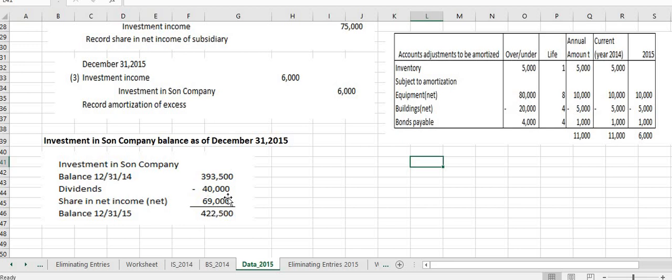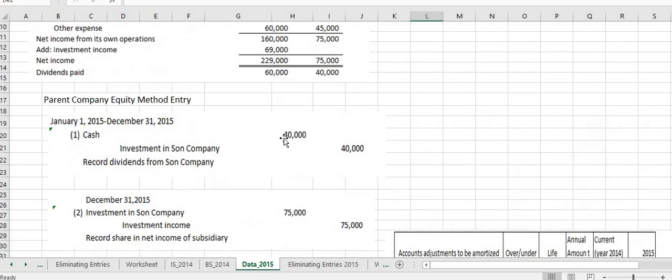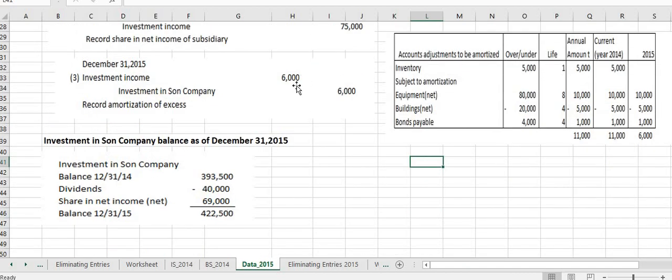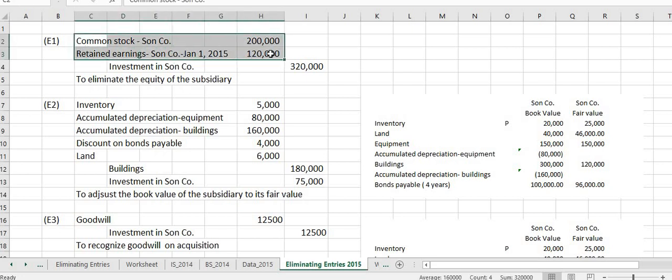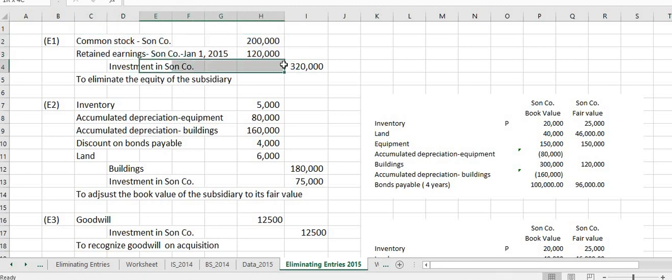So, kaya the balance of our investment account is actually 393,500. Okay? Less dividends of 40,000 and then plus its share of net income of 69,000. So, we have a balance of 422,500. Okay? Okay, so we have here our eliminating entry, diba? So, first is to eliminate the equity account of the subsidiary against investment account.